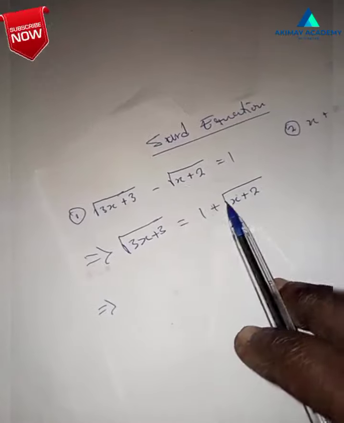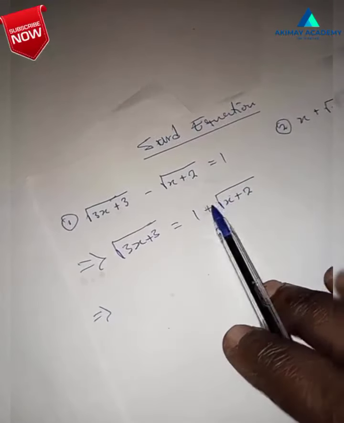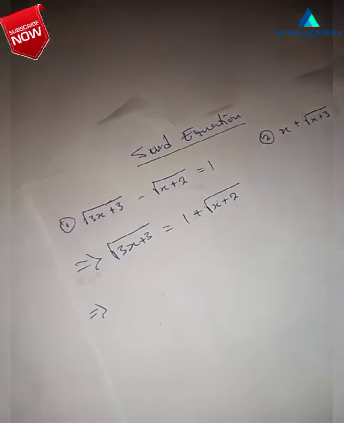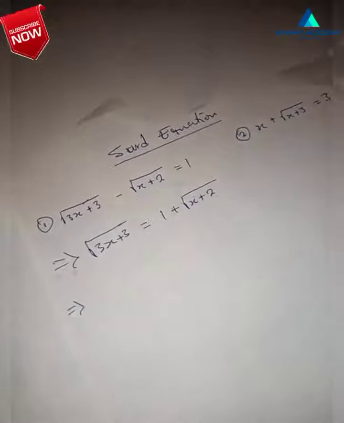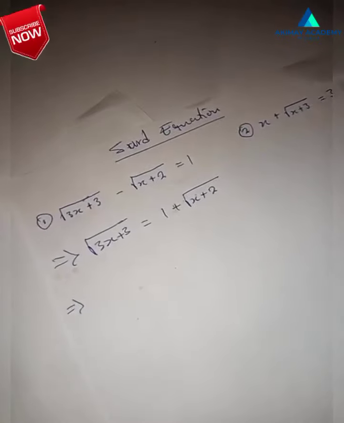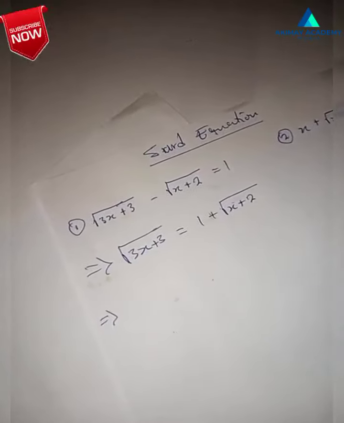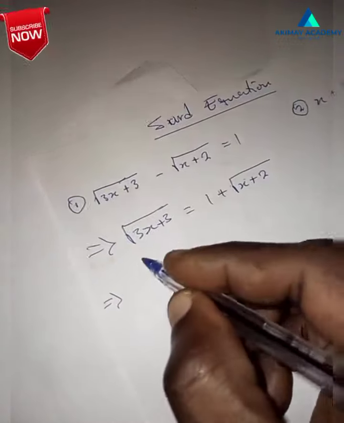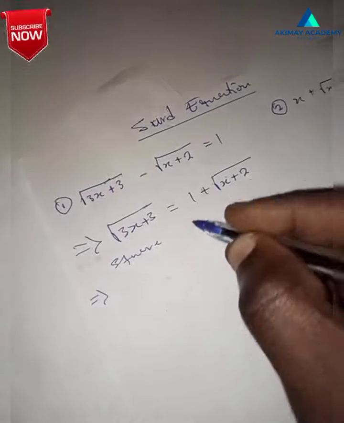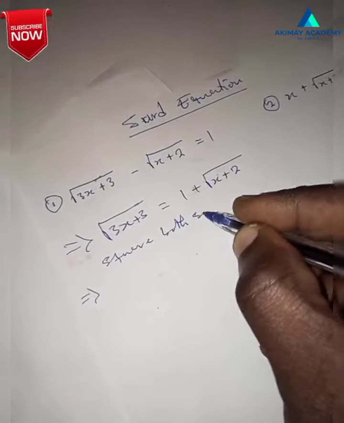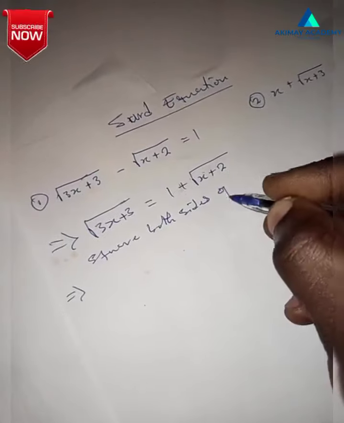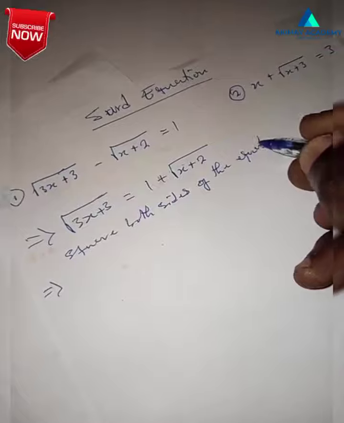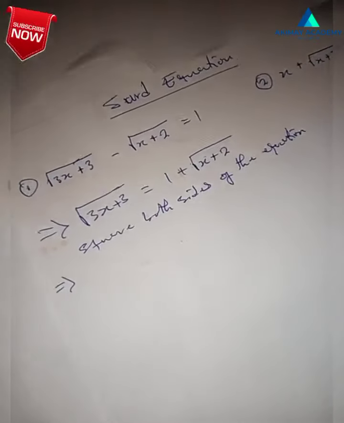Okay, and whenever you have a radical sign, to remove a radical sign, we use squares. In the same manner, if you have squares and you want to remove squares, we use square roots. So here we have square root, and therefore we have to use squares. So we square both sides of the equation. Square both sides of the equation.